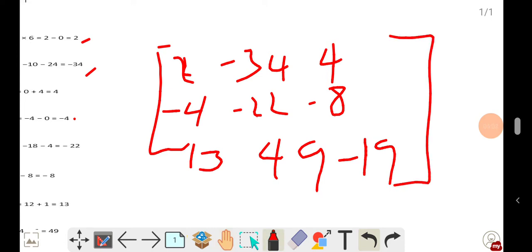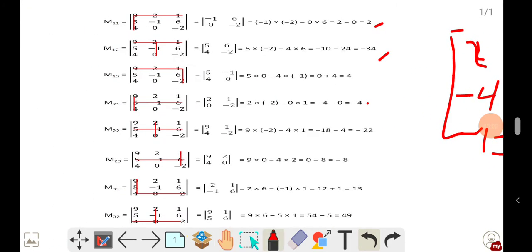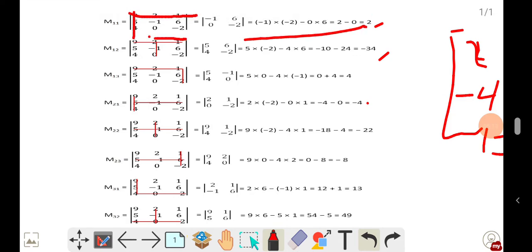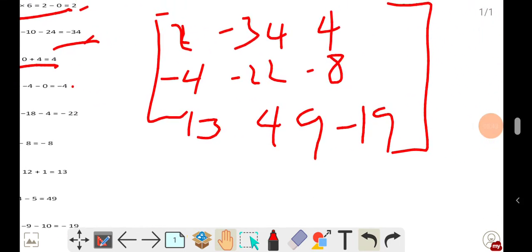Take time and practice with it. Very simple. When we say minor 1, 1, cancel the first row and first column, take the 2 by 2 matrix and its determinant. When we say 1, 2, the first row and second column will be cancelled, and take the remaining 2 by 2 matrix and calculate the determinant. When we say 1, 3, the first row and the third column will be cancelled and the remaining 2 by 2 matrix will be taken for the determinant. In this pattern it will go down. Then finally, construct a 3 by 3 matrix. As you see here, this will be the minor matrix.